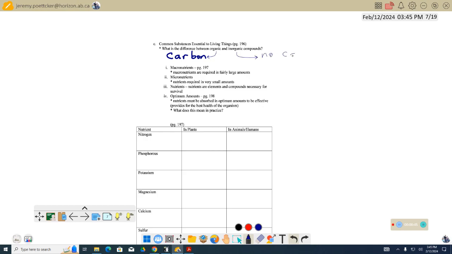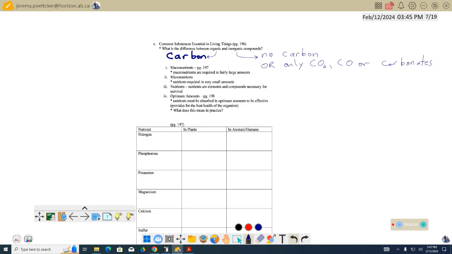The easy one is no carbon, or only carbon dioxide, carbon monoxide, or carbonates. That's what our inorganic compounds are.